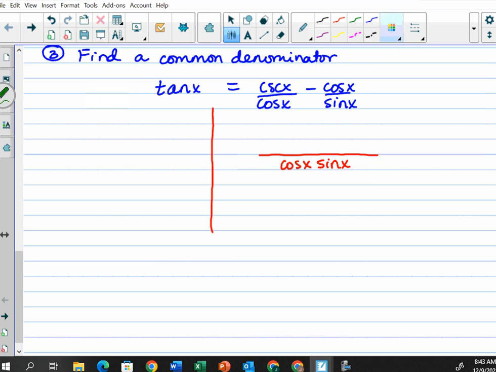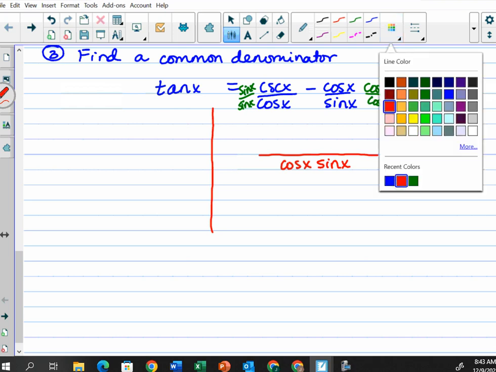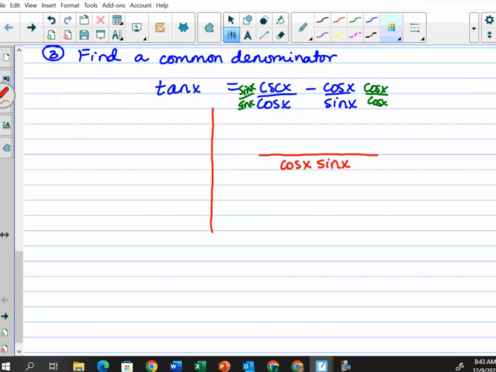Think about, you don't have to write this, but just to make sure you see what we did. What did I take the first fraction times? Sine over sine. In this one, I took times cosine over cosine. I just want to make sure everybody's with me on that. So this first piece is going to be sine of x times cosecant of x minus cosine of x times cosine of x. There's your lovely combined fraction.